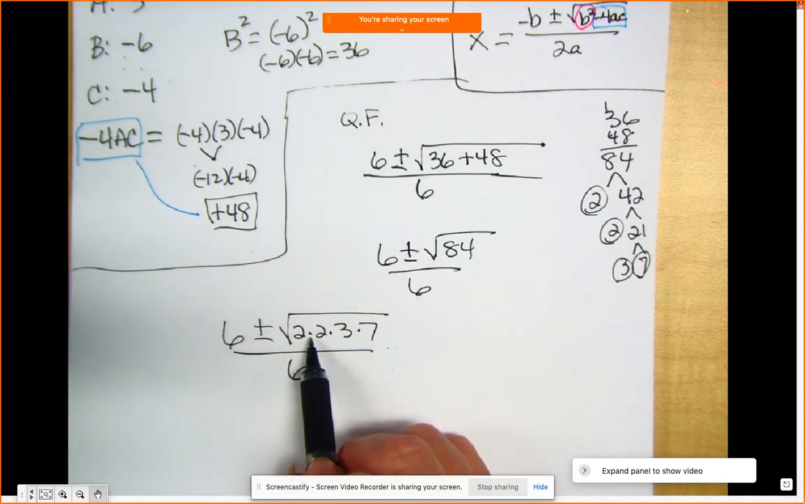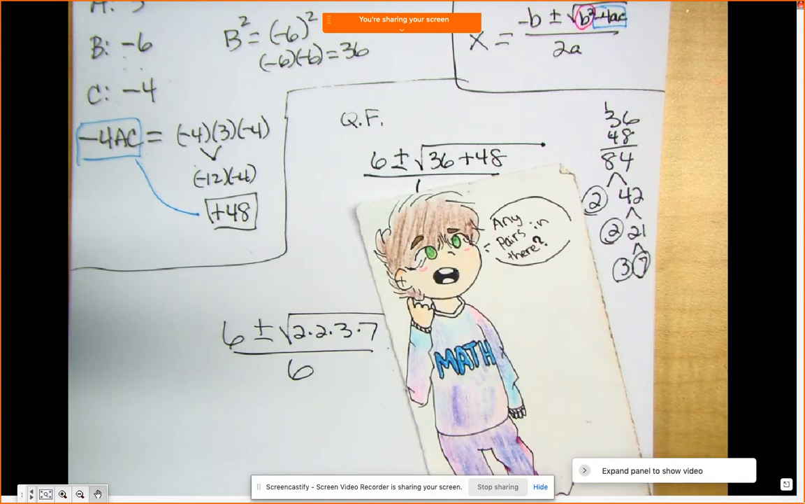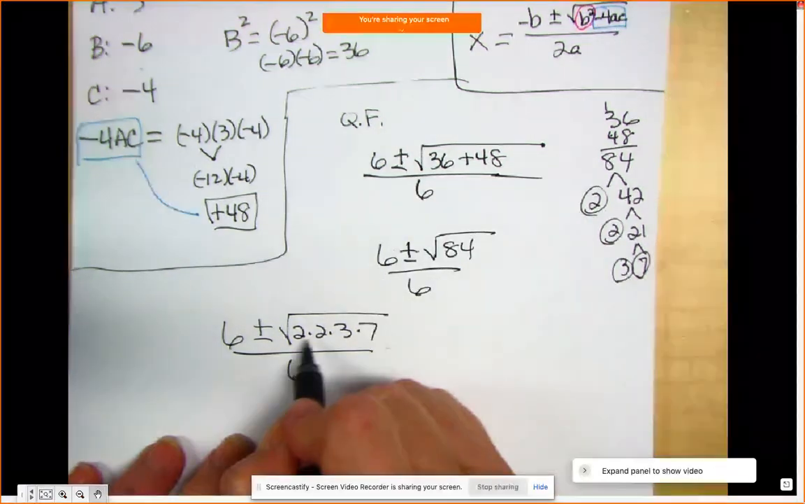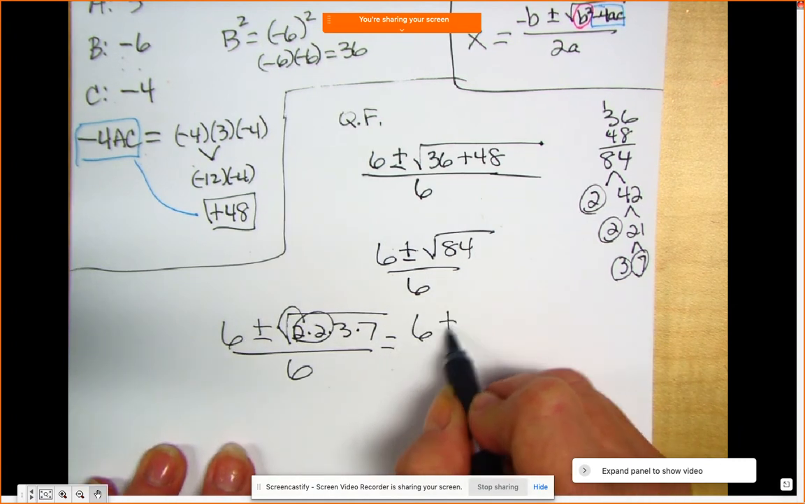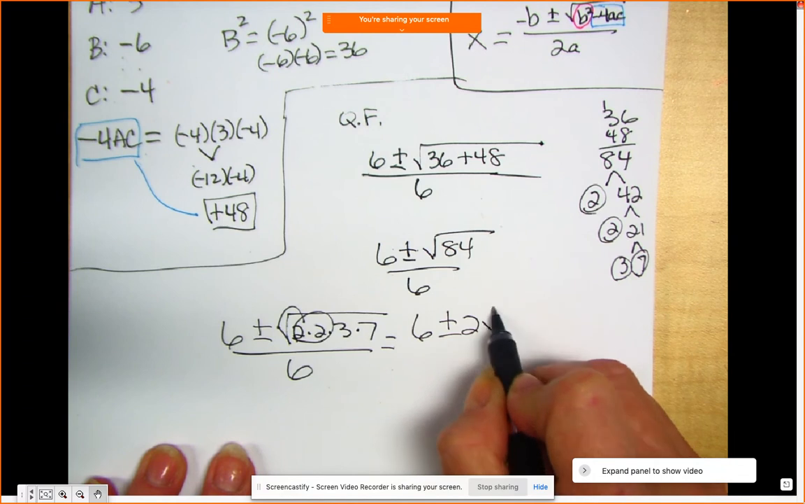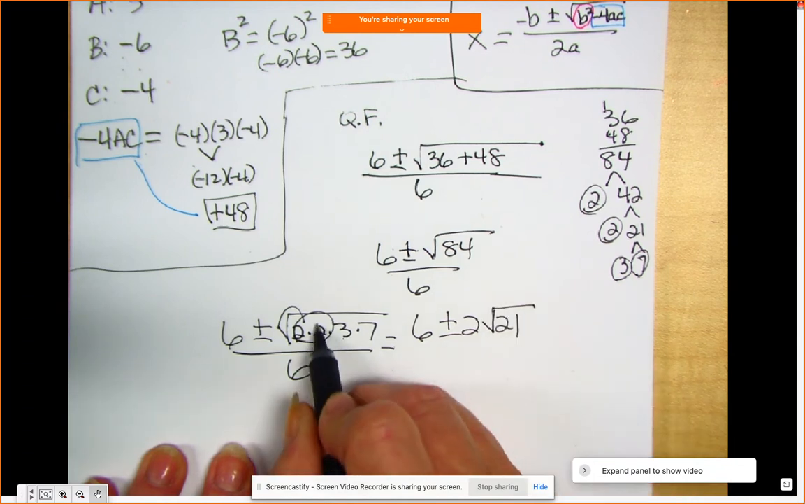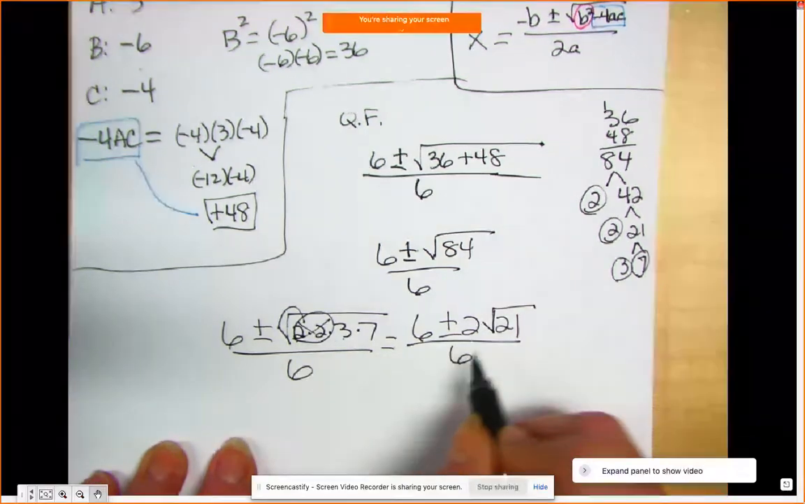Okay, are there any pairs in there? Yeah, there are a pair of 2s. Okay, come on out. These 2s get to come out. So really, this is going to turn into 6 plus or minus 2 times the square root of 21, because 3 and 7 don't come out, divided by 6.